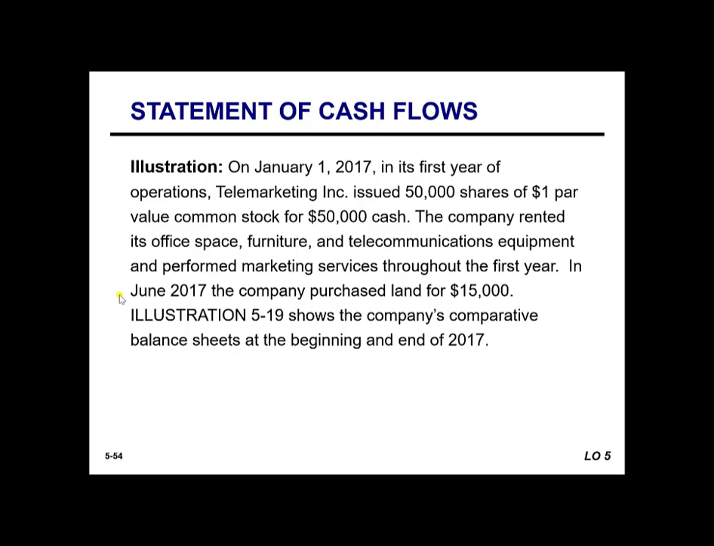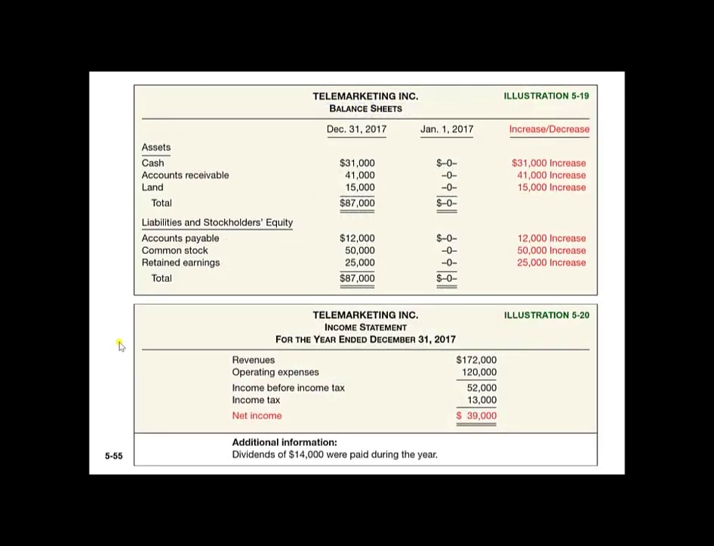In Illustration 5-19, it shows the company's comparative balance sheets at the beginning and end of 2017. Here you have the company's balance sheet and an income statement. It's a comparative balance sheet because it's showing from one year to the next. Basically, they're showing that after January 1st, there was an increase in each one of these categories. And in your income statement, what's important is the net income. So there's an illustration for the telemarketing company, their balance sheet and their income statement.